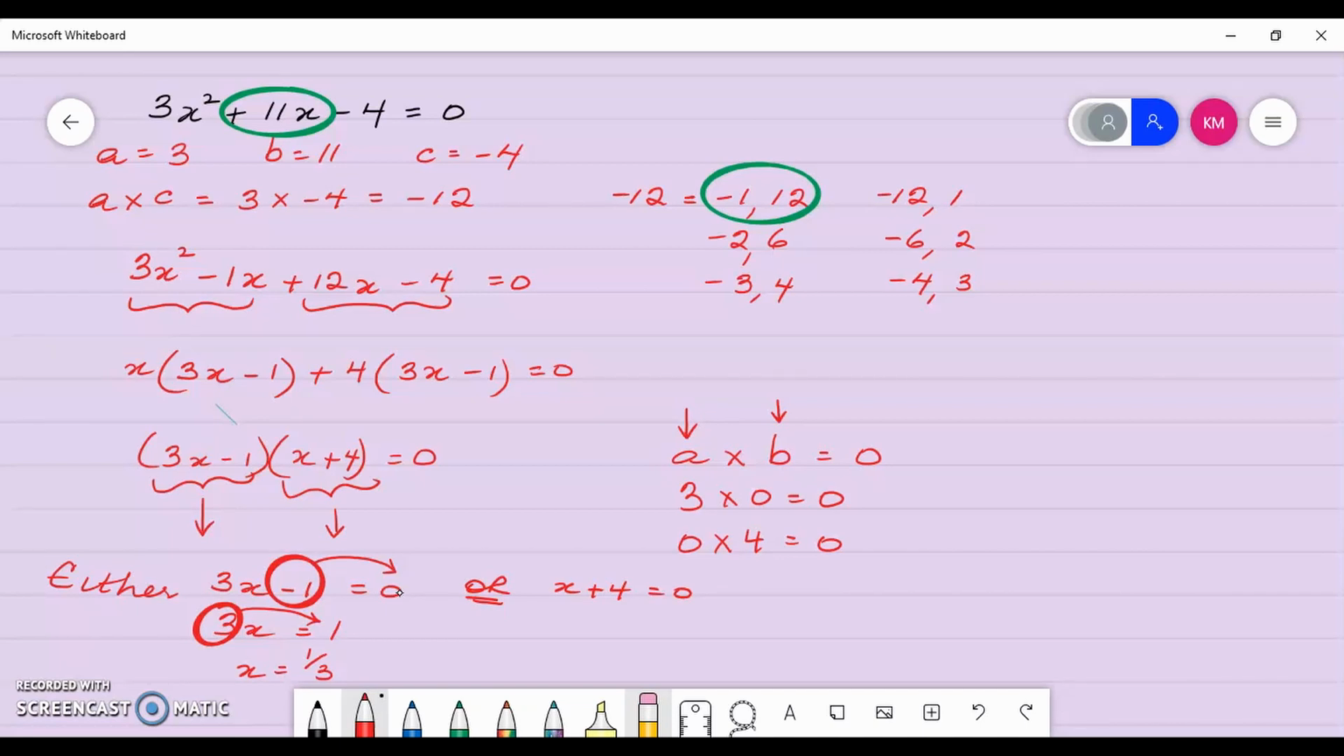Next, remember we have either this is equal to 0 or I have this is equal to 0. So let's solve for this part here now. It's going to be 4 goes across there. I'm going to get x is equal to negative 4. So your solution is x is either a third or negative 4. And that is the solution to your quadratic.